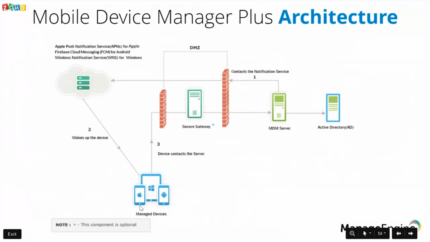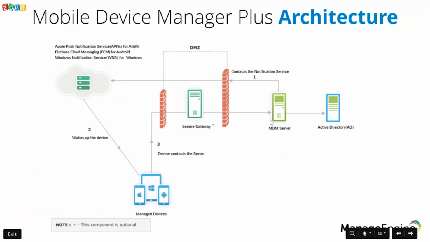Any command that has to be taken on the devices will have to go through the notification services. Now your MDM server will first contact the notification services. That is your Apple Push Notification Service for Apple devices, Firebase Cloud Messaging for Android devices, and your Windows Notification Services for Windows. These notification services will then wake up the devices, and the devices will in turn contact the MDM server.